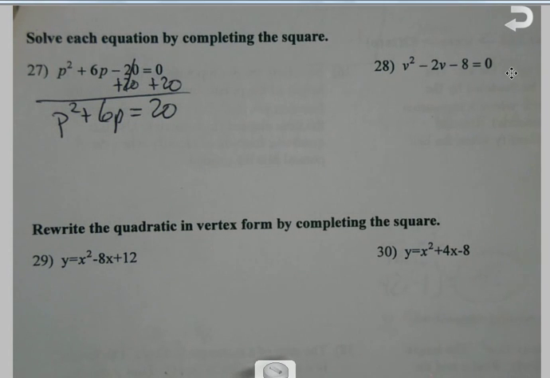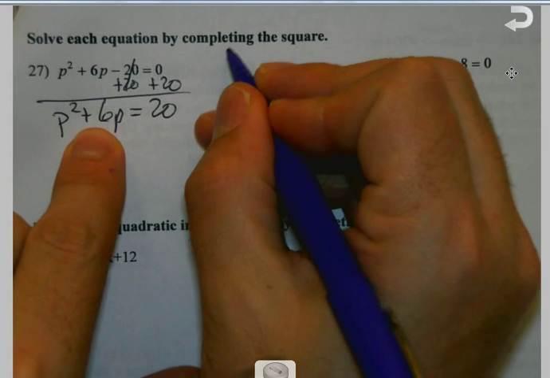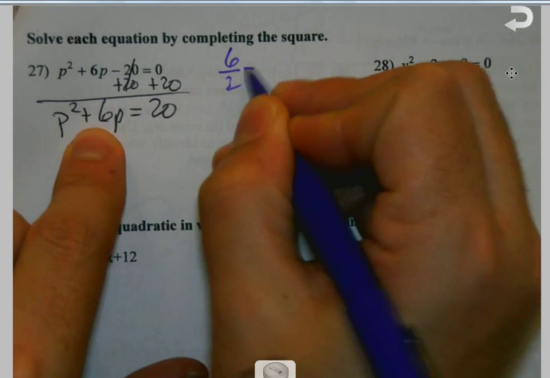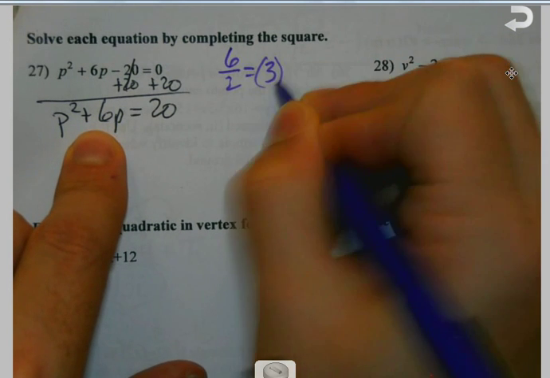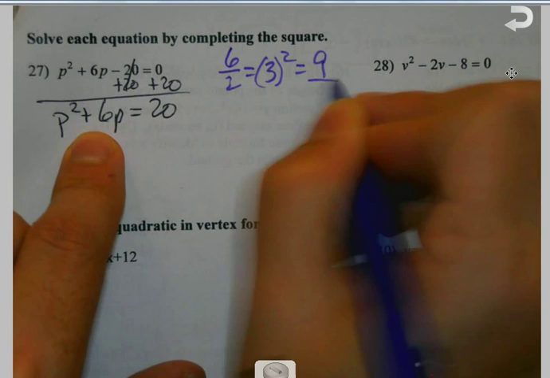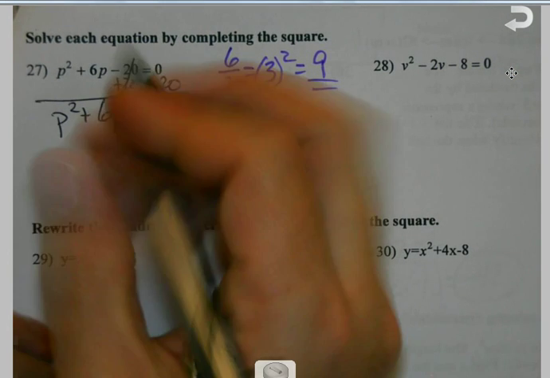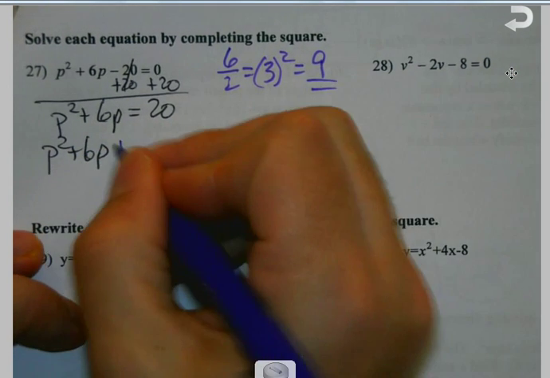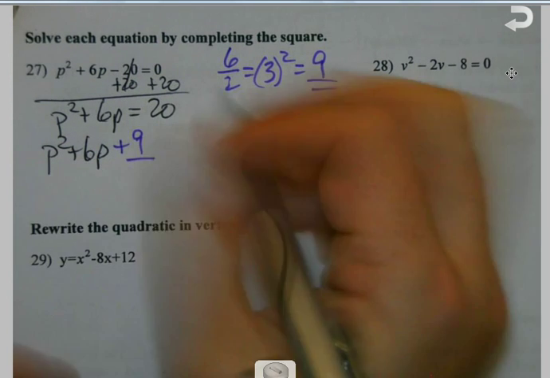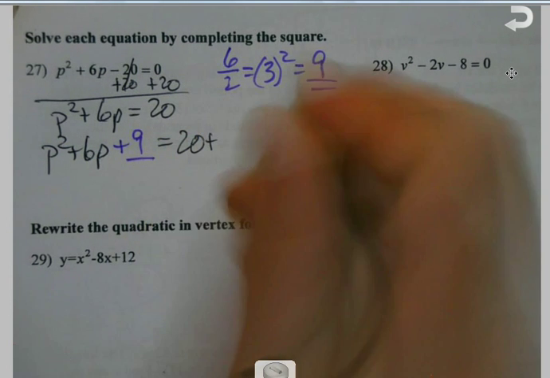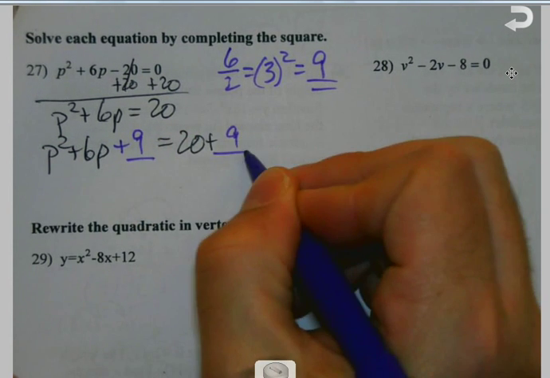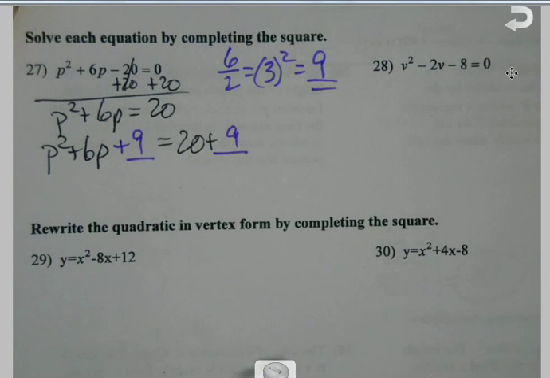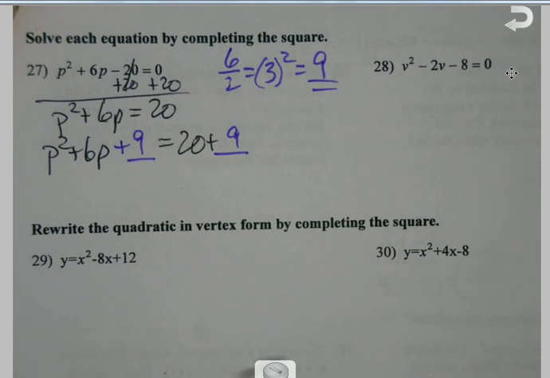Then it's our little thing from our little jingle, our little song from before. Okay, we have b. We square half b. We add it here. We add it there. Whenever I'm doing completing the square and I go to add a value, I've got to do it to both sides. Otherwise, I don't have balance anymore.